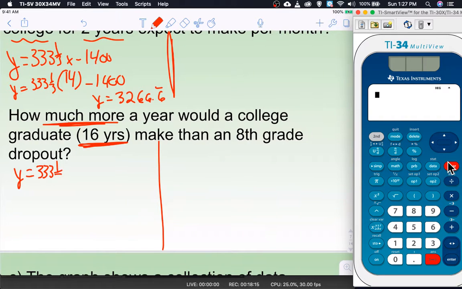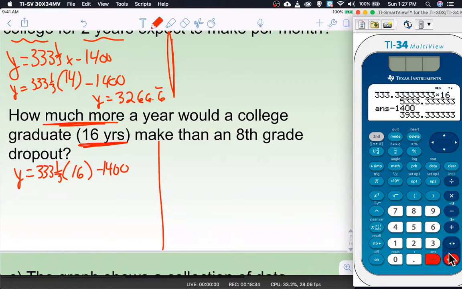333 and 1/3 times 16 years of education minus 1400. And then I'm just going to type the buttons in the calculator right now. 333 point times 16 minus 1400 equals. So a person who went to college and graduated college, I would expect to make 3,933.3 repeated dollars per month.